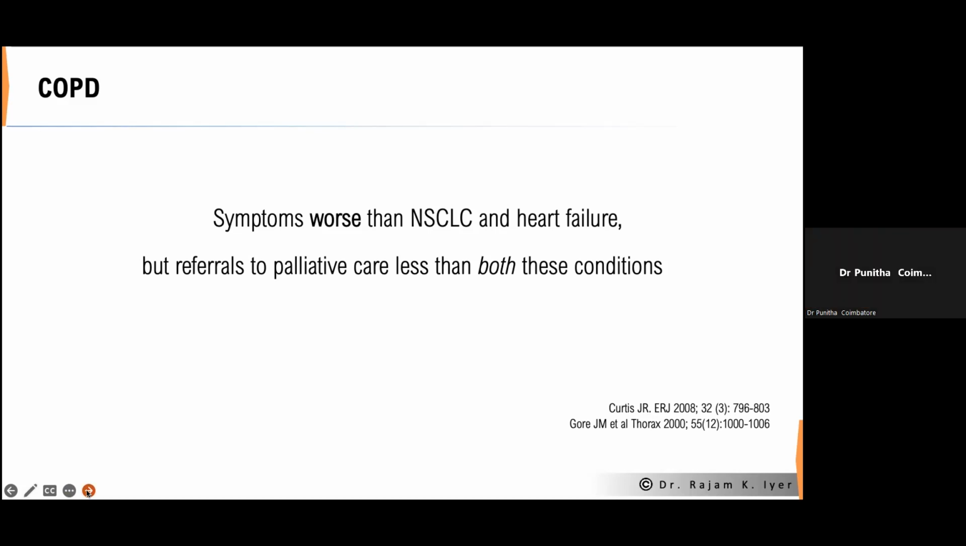COPD is a small airways disease. It's not only small airways; eventually it affects the large and the small. What is the exact problem of COPD?